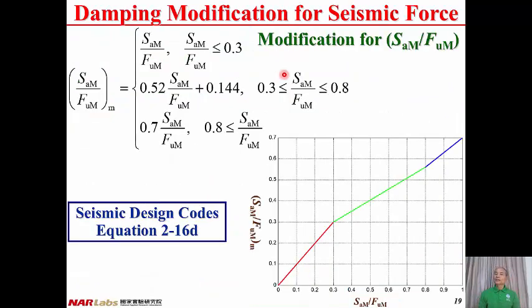And then we move to the modification of the ratio between SAM and FUM. According to Seismic Design Code equation 2-16D, if SAM divided by FUM is less than 0.3, no modification is necessary. If the ratio is larger than 0.8, then it is modified to be 70% of the one before modification. And if it lies between 0.3 and 0.8, then we use linear interpolation to connect the 2 points.